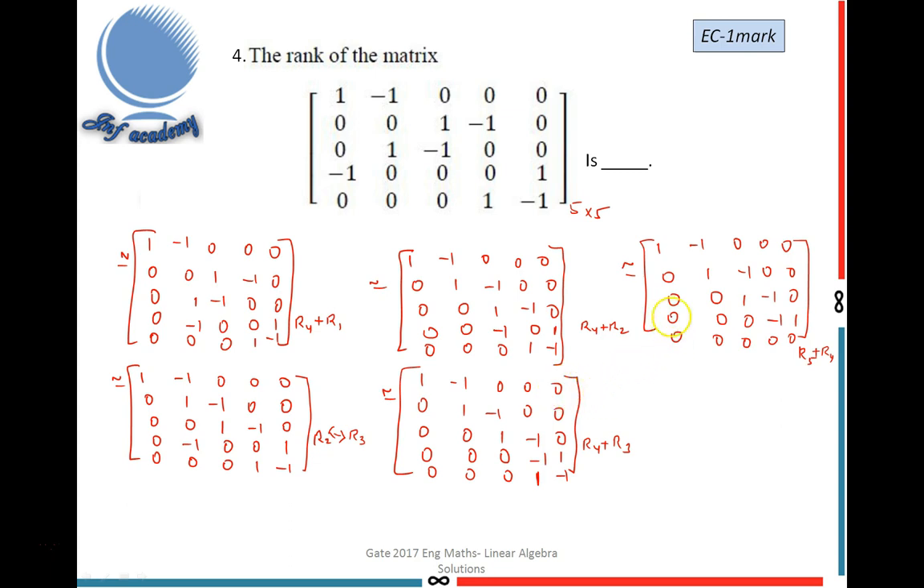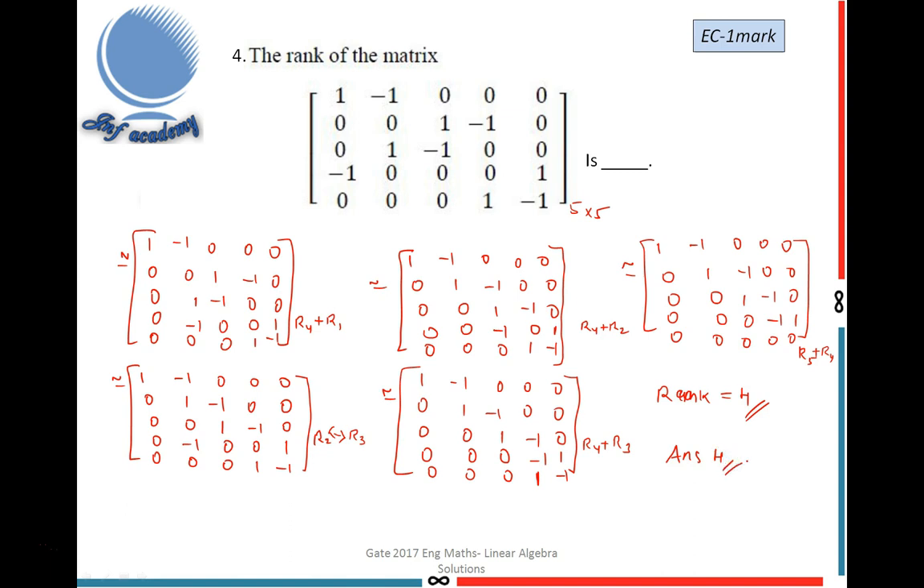So here I count the number of non-zero rows in the given matrix: 1, 2, 3, 4 only. So rank of A, or rank of the given matrix, equal to 4, because the number of non-zero rows in the row echelon form is 4. So rank is 4. The final answer is 4.